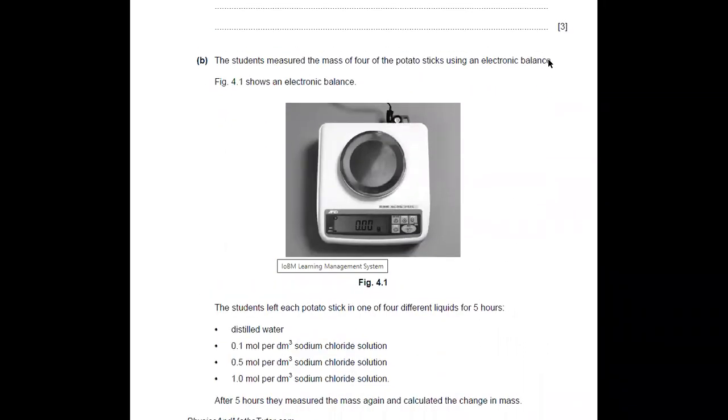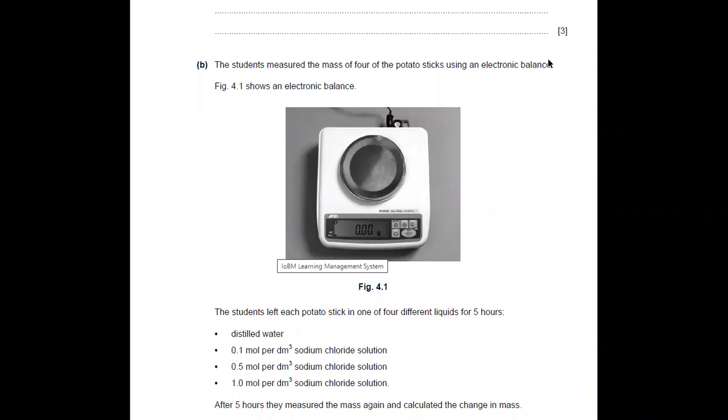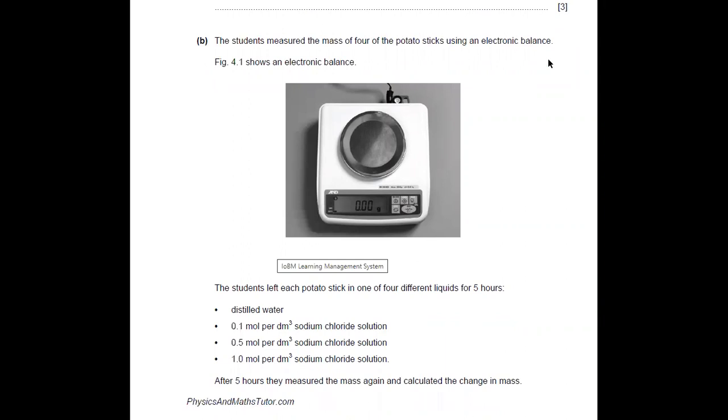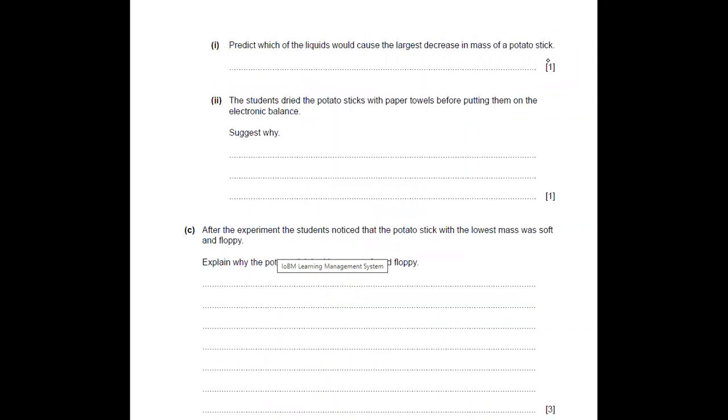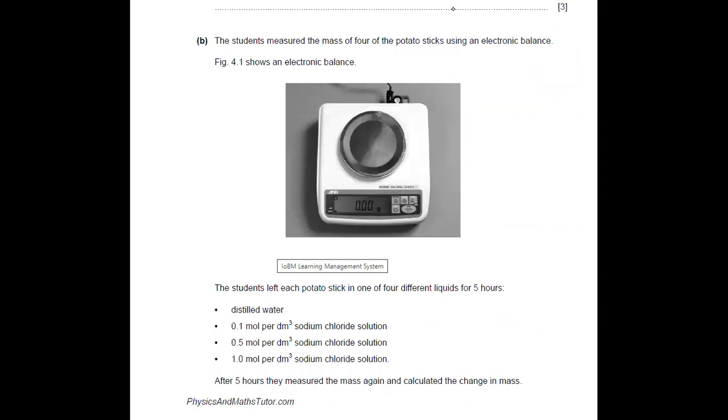Okay, go ahead, give this question a read and let me know when you guys are done. Miss, can you scroll down? Yeah, sure. Are you also done reading? Yes, miss. Okay. The question states, predict which of the liquids would cause the largest decrease in the mass of the potato. What do you think? Which would cause the largest decrease in the mass of the potato? And also explain why.